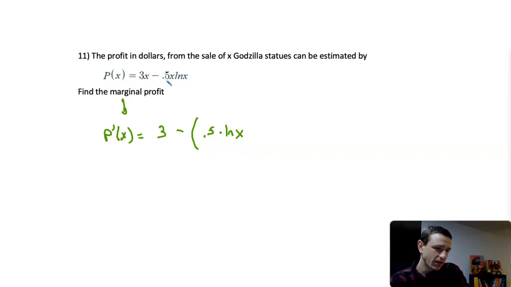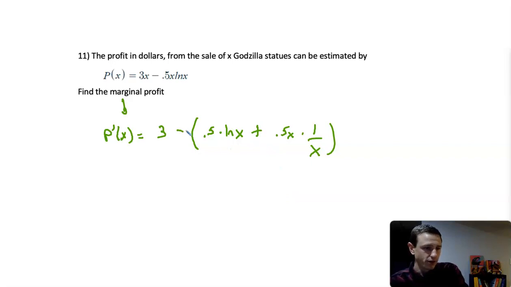And you could think of this as 0.5 times x times natural log of x and then deal with that. It just gets a little bit more complicated. I just like to think of it as 0.5x times the natural log of x, and either way is fine. Plus the original first function, so 0.5x, times the derivative of the second function. The derivative of natural log of x is 1 over x.